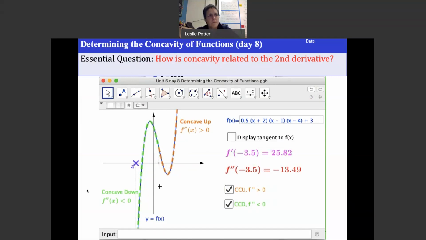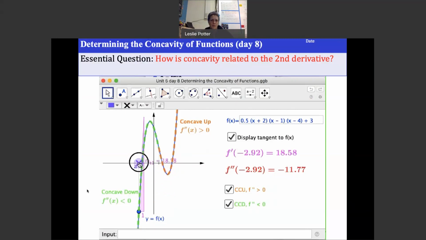And so let's just try to connect this concavity here with the first derivative. So if we notice, let's display the tangent. If I display the tangent, that's the first derivative. And right now my A value is way down here off the bottom of the screen. So I'm going to slide my X coordinate, and you can see the point come into the picture now.